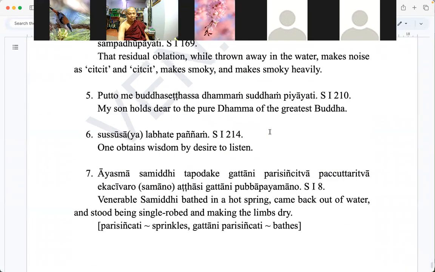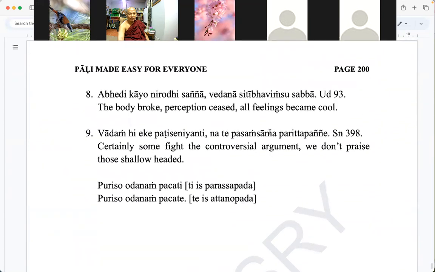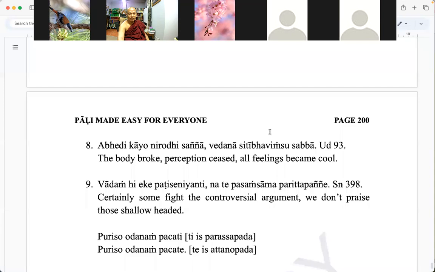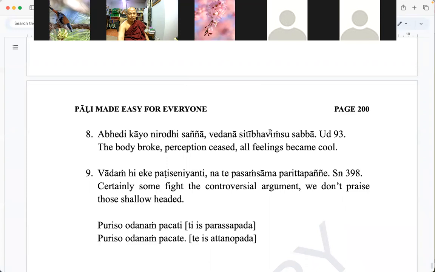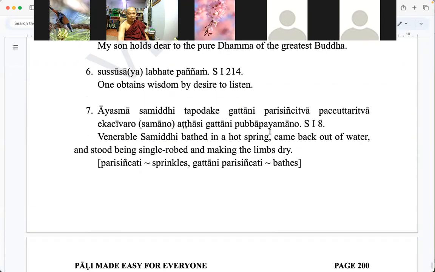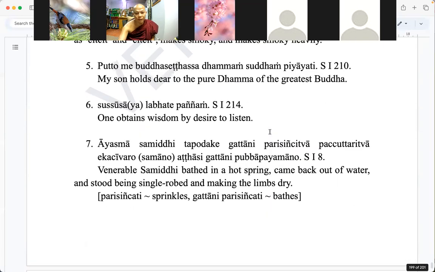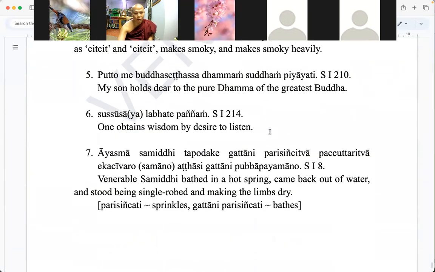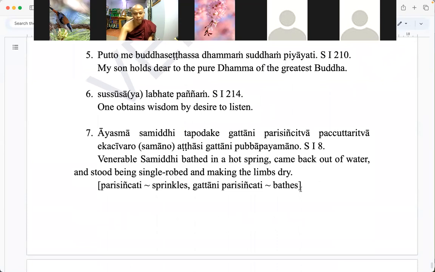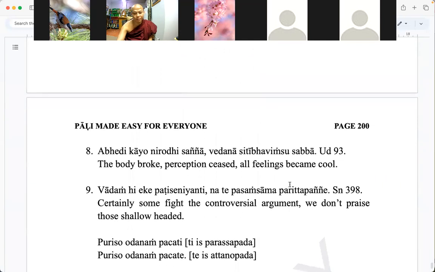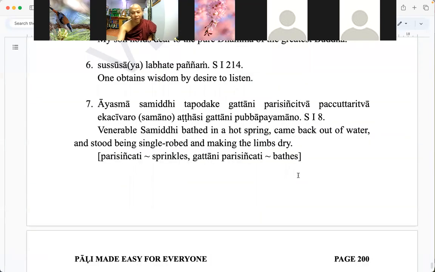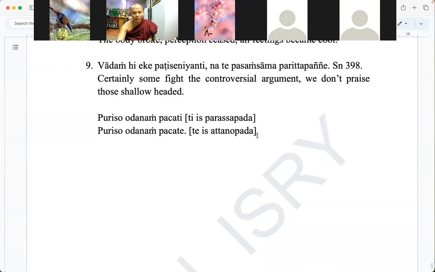Good evening, Bante. Could you please explain again about the two words: the word pubbayamano in the sentence in line 7, and the word patisanyanti in line 7 in the night. I cannot find them directly and easily in the dictionary. So could you please explain a little bit about this?